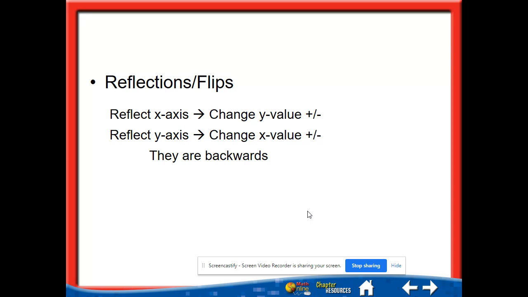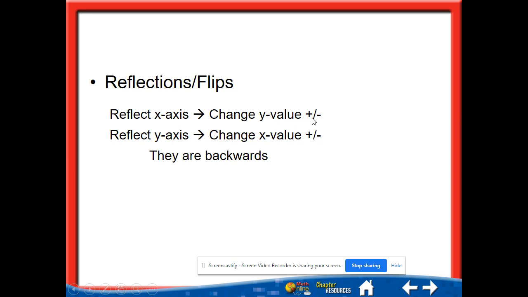The second type of transformation that we're going to have is a reflection, also sometimes called a flip. Now, this is very much backwards. If we want to reflect along the x-axis, we're going to change the y value, plus or minus. And if we're going to reflect on the y-axis, we're going to change the x value. So those are backwards. Reflect y, we change x. If it's x, we change y.